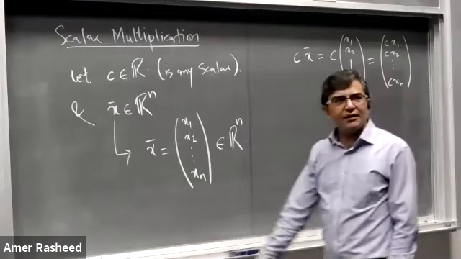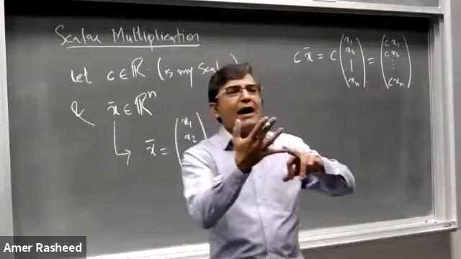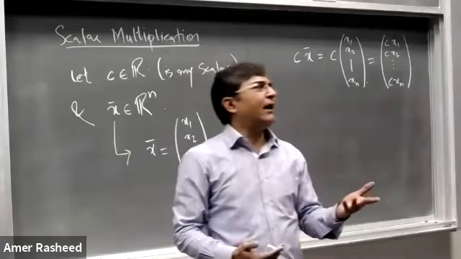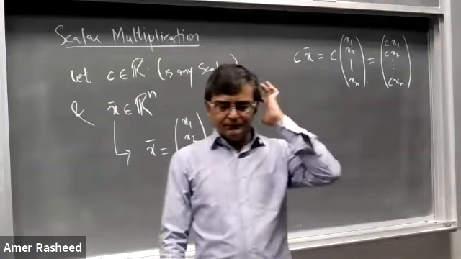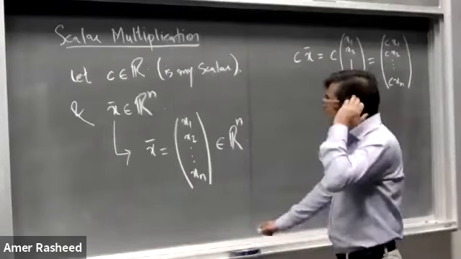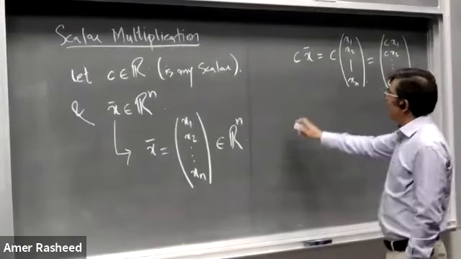So these are the two basic operations which we define on vectors. The first thing is how to add or subtract two vectors. The second thing is how to multiply a scalar with a vector. I hope you get it. If you have any question, you can ask me. Now, these vectors have many other properties.